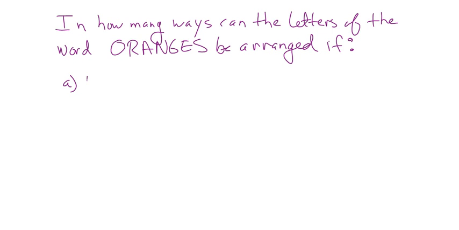If A, there are no restrictions. If there are no restrictions, you are free to use the fundamental counting principle. How many letters are there in ORANGES? 7. So you could go 7 times 6 times 5 times 4 times 3 times 2 times 1. You could say I'm arranging 7 objects. So we've got 1, 2, 3.